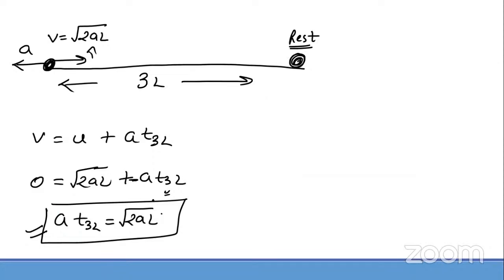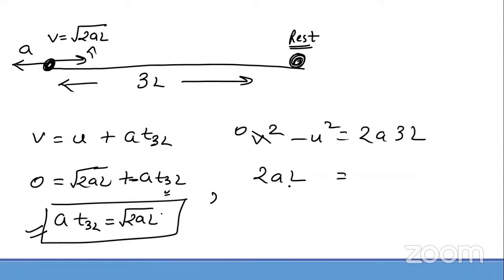The time taken is how much? Acha, we need the acceleration value. It's very easy. We need the acceleration value for this. Here the equation we will use is v square minus u square equals twice a 3L. Initial finally 0. Initial speed root 2AL. Okay?